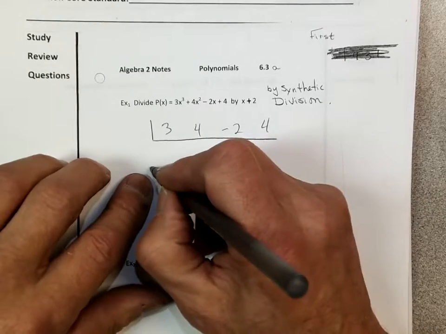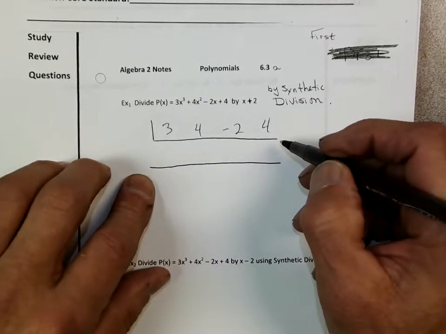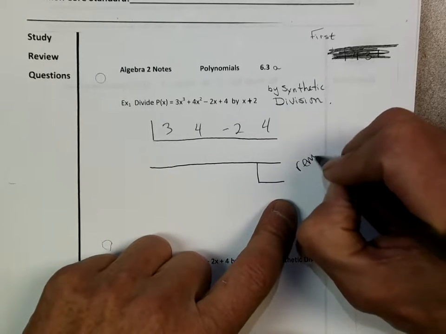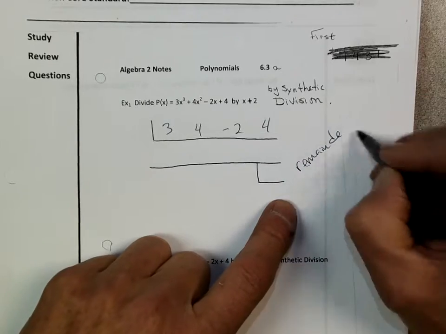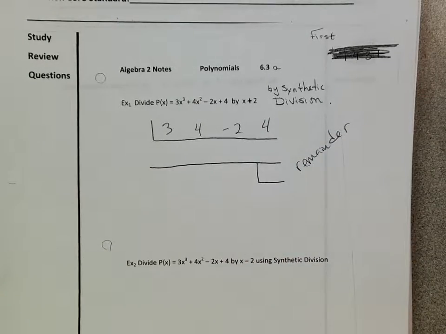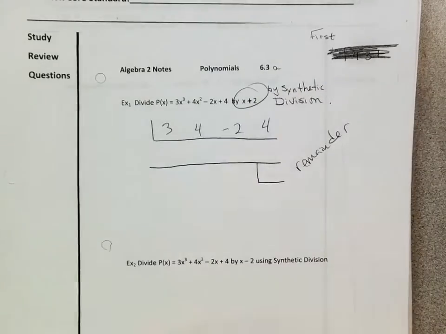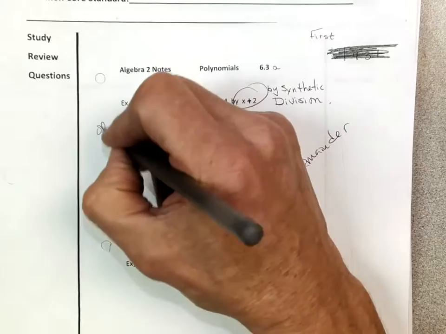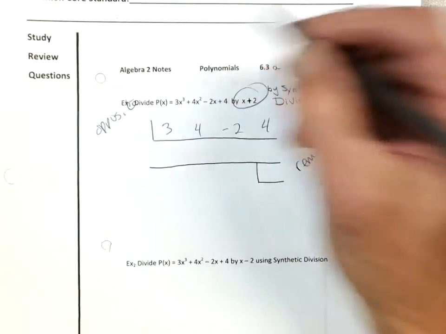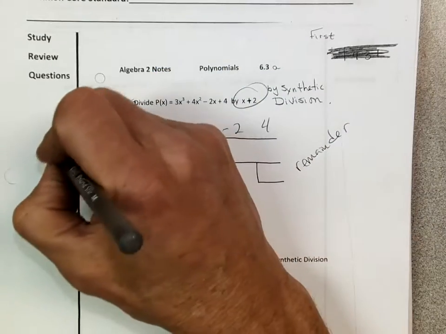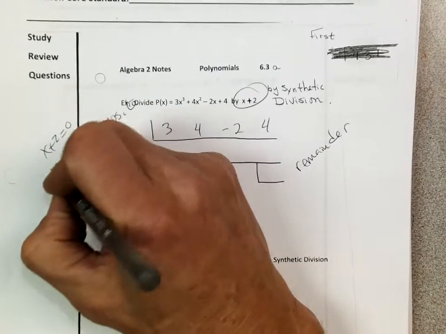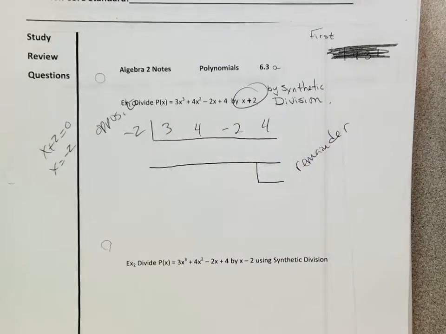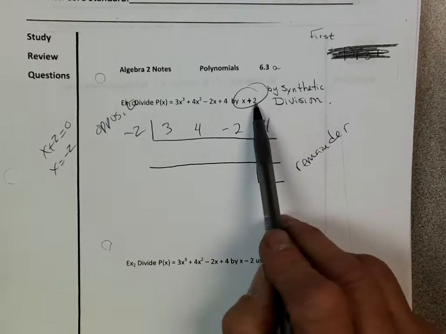So put your line underneath, and I'm going to put a little box right here. This box is where the remainder goes. Okay, the box is where the remainder goes. Now, I want to divide by x plus 2, but I'm going to put the opposite of positive 2 right there, because x plus 2, if I set it equal to 0, I really get x equals -2. So I take the opposite, so I put a -2 here. I just take the opposite of what I'm dividing by.